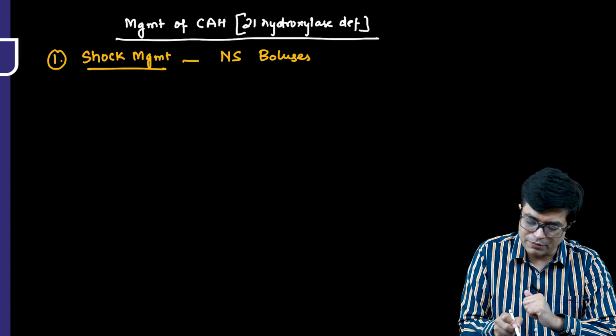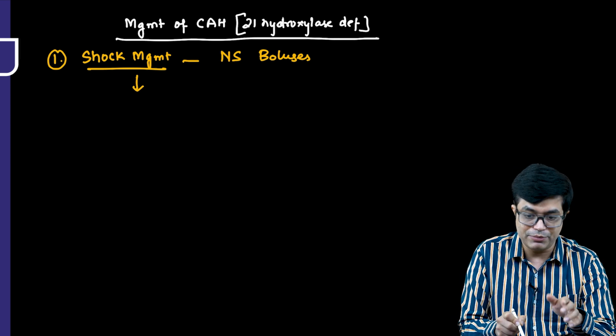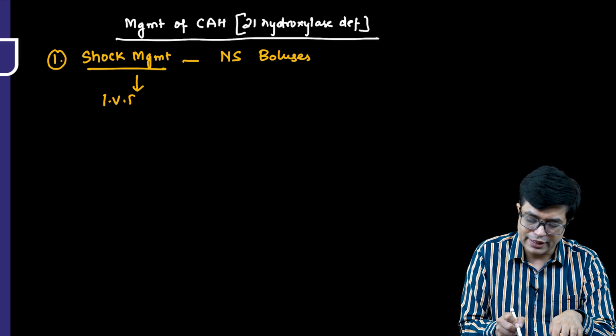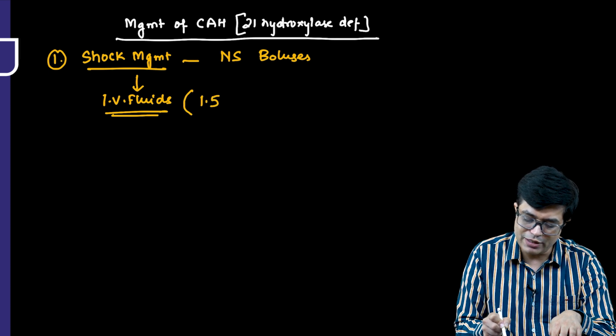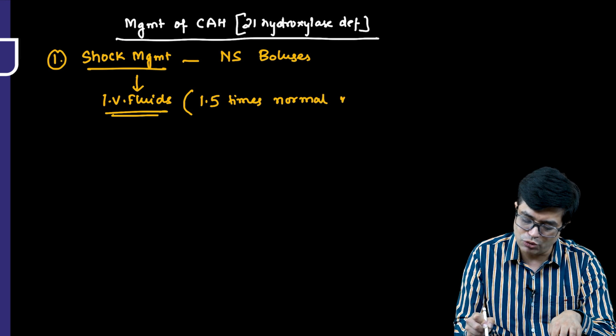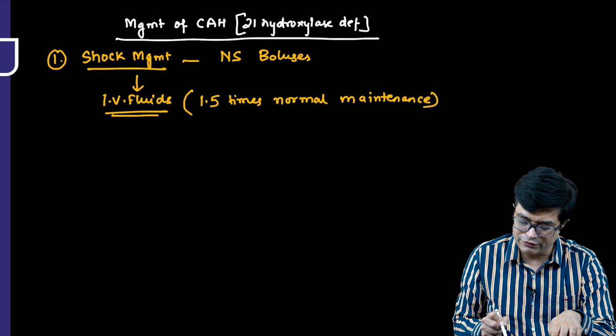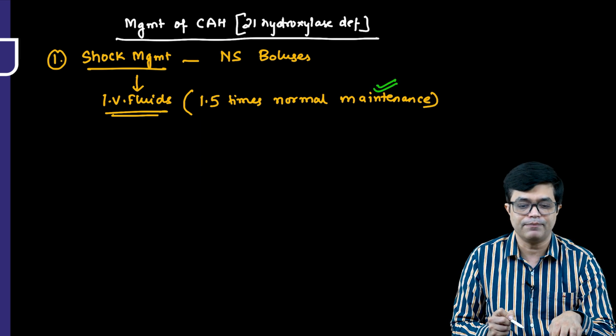And after shock management has been done, you will put the patient on IV fluids. And according to AIMS Protocol 2024, these patients should receive 1.5 times the normal maintenance. This is a very, very important point which you can add and highlight in your notes as well. So 1.5 times the normal maintenance is needed.